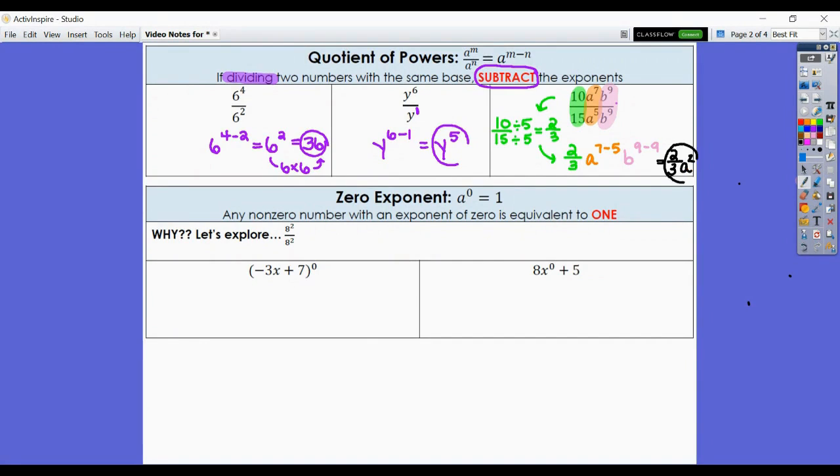b to the 0 would be canceled out to 1, which is what we're going to talk about next.